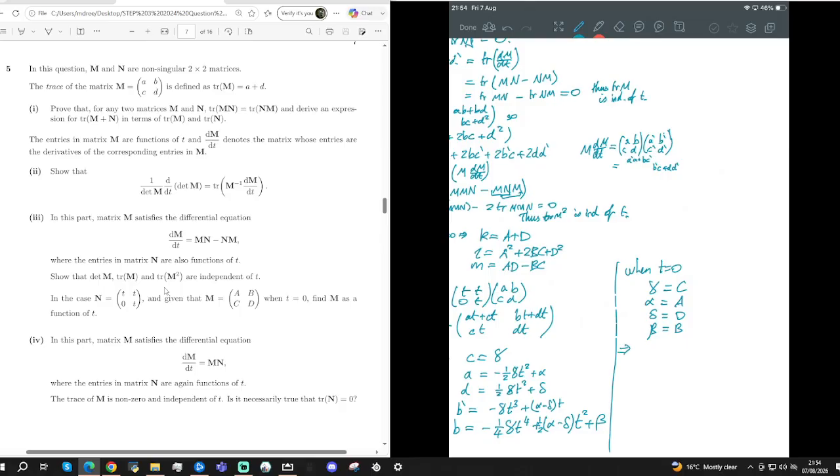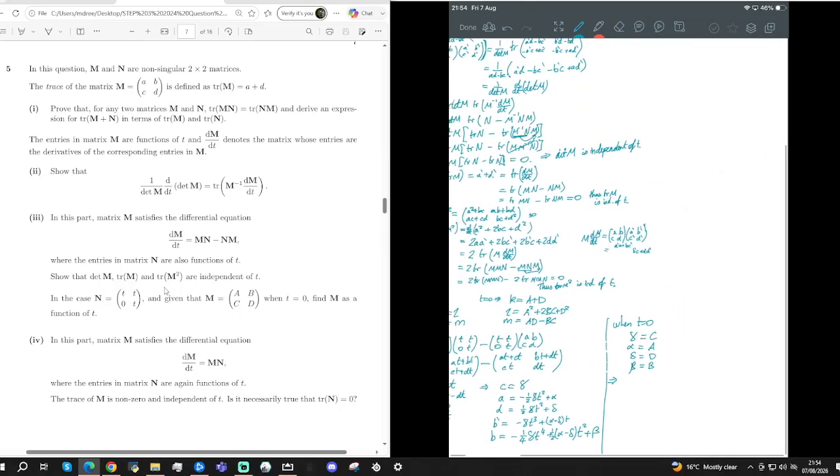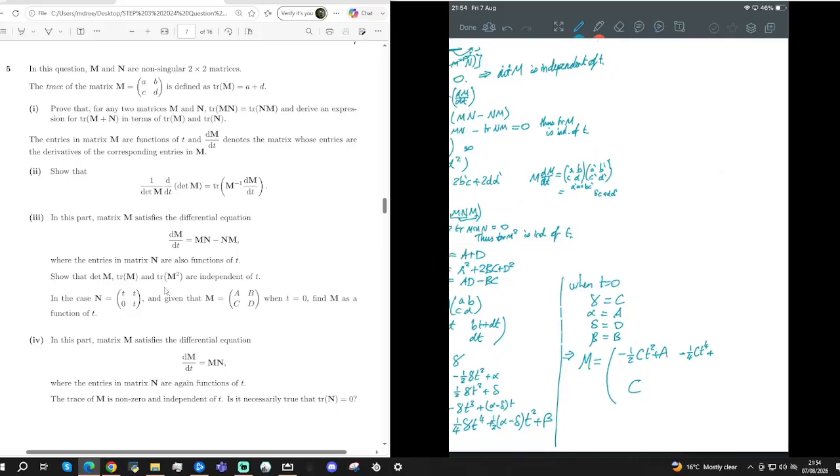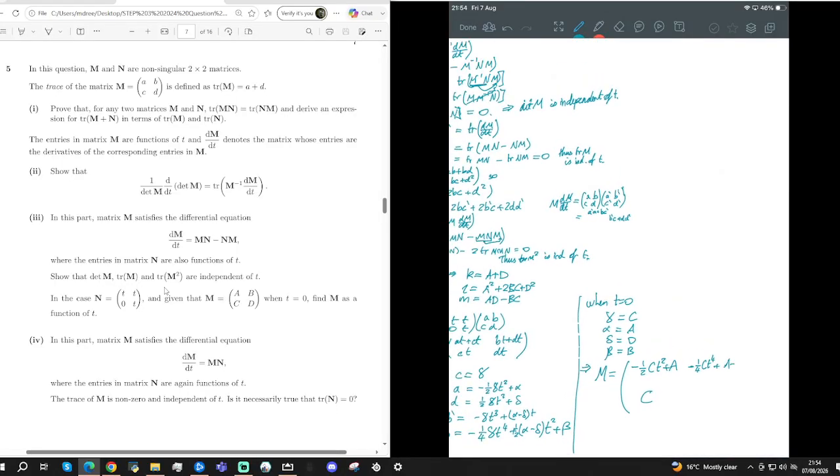So therefore, the matrix M as a function of t is going to be M equals, so the a term is going to be negative a half ct squared plus A. The c term, I'm going to do that because it's easy. The b term's the most unpleasant: negative a quarter ct to the 4 plus a minus d t squared plus B.